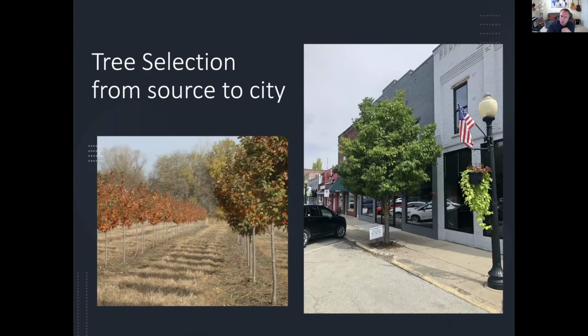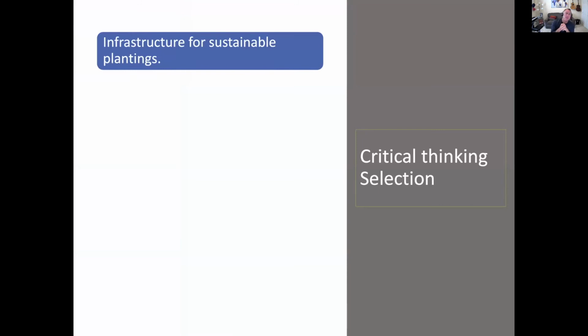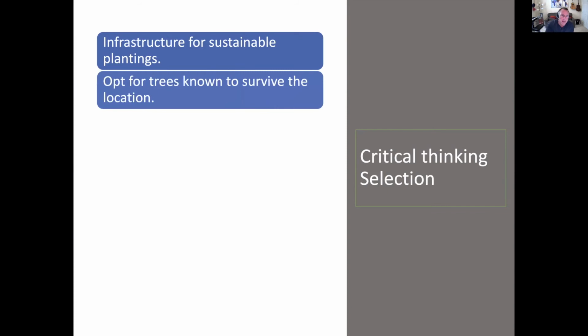Now, the whole summary of going from tree selection from source to the city involves some critical thinking here, and some important points I'd like to summarize as we finish up on this particular section is make sure that we have the infrastructure in that planting space that will sustain that tree. Making sure that we have proper soil volumes, and that we're not getting into utilities or going to have future issues with other hardscape. And choose trees that are known to survive that location.